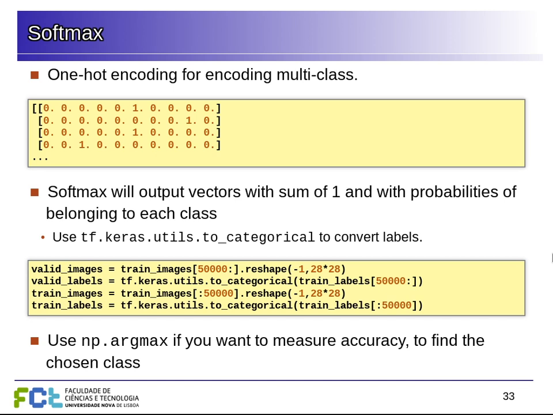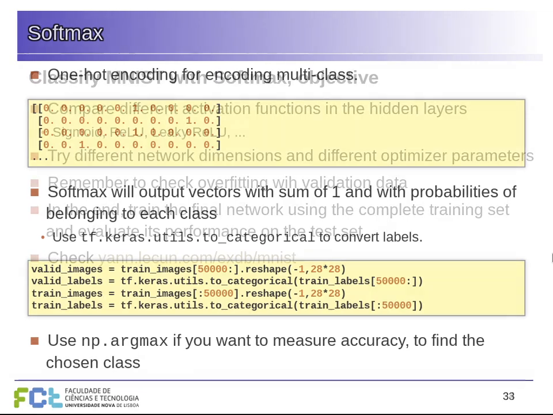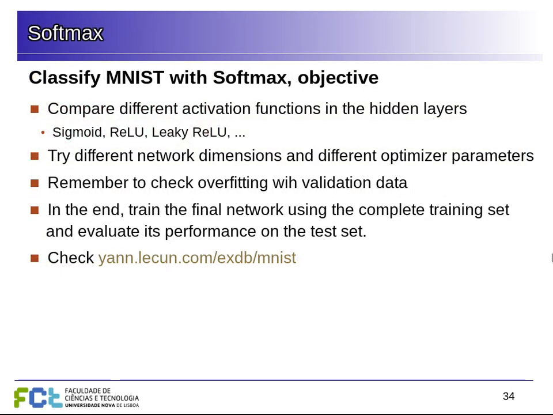If you want to measure accuracy, or if you want to convert the output of your network, which will be something similar to this, into a single integer telling you which is the class with the highest probability, you can use the argmax from NumPy and determine, for each vector, which is the class your network is predicting. Okay, so this is what you're going to do.